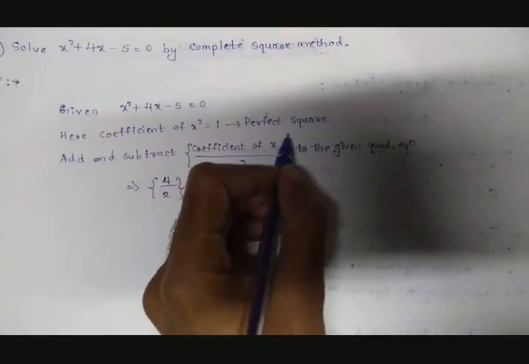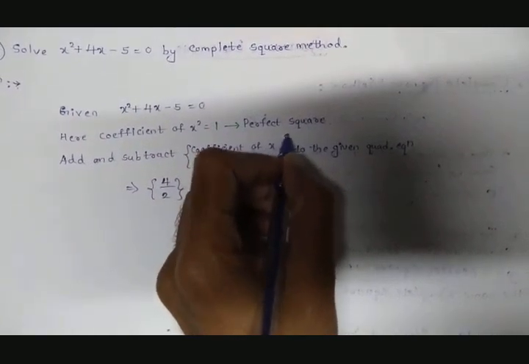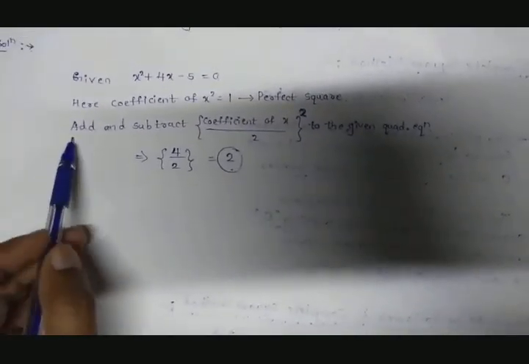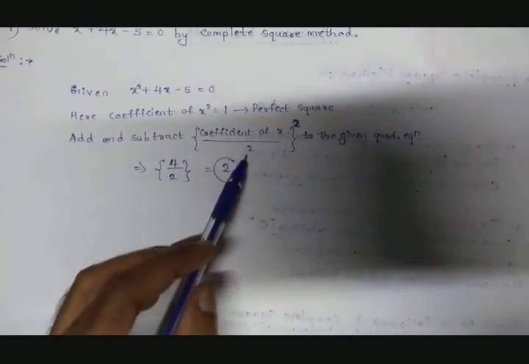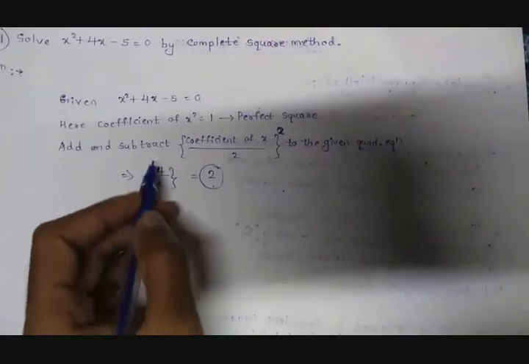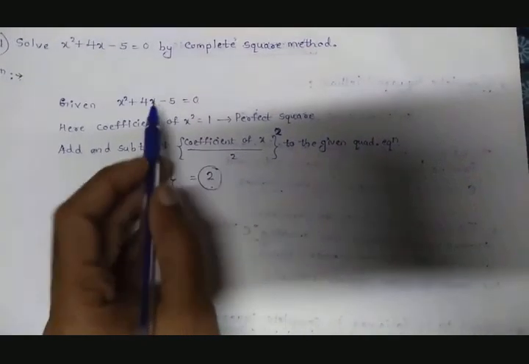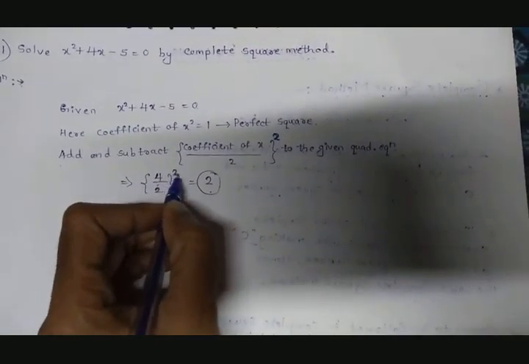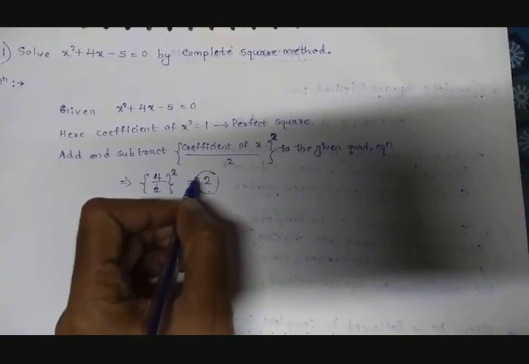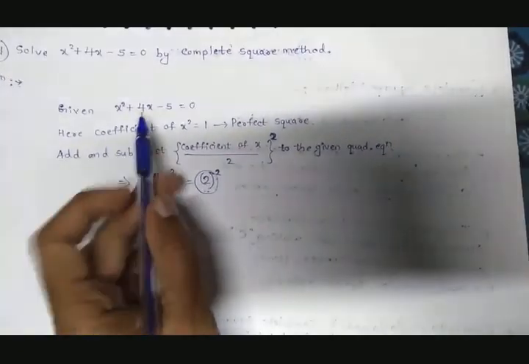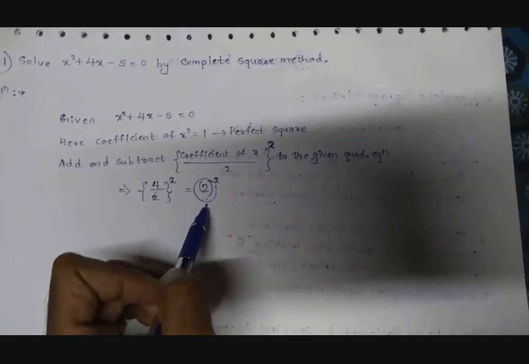So many of you forget this. Even I forgot this now. So you have to add and subtract coefficient of x divided by 2 whole square to the given quadratic equation. The coefficient of x in the given quadratic equation is 4, divided by 2 whole square. 4 divided by 2 is nothing but 2 whole square. So you have to add 2 square to the given quadratic equation as well as subtract 2 square from the given quadratic equation.